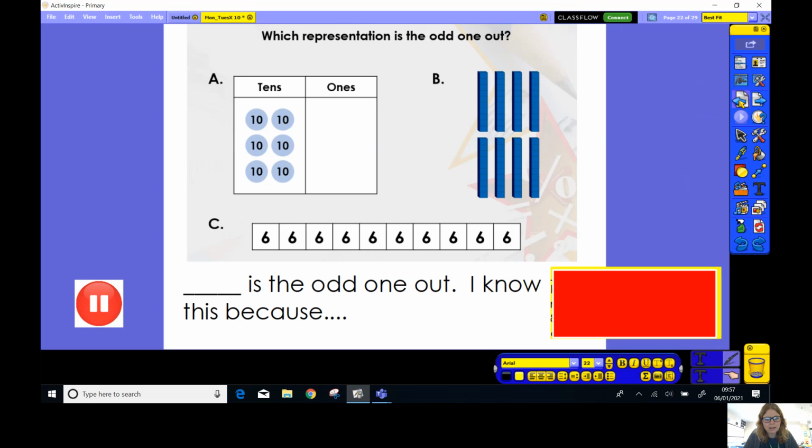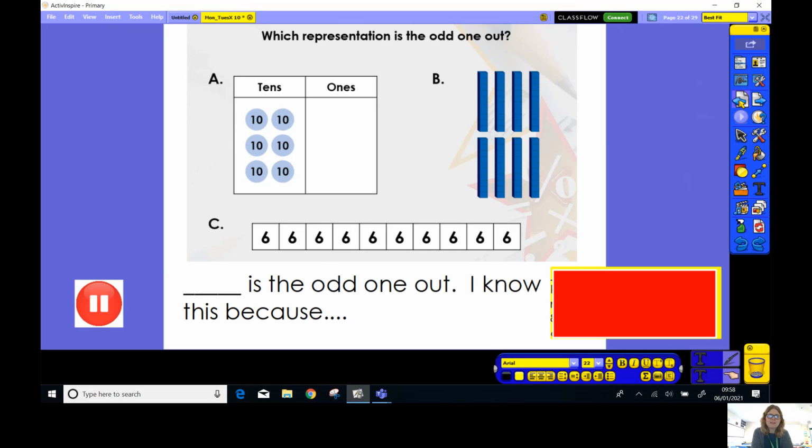Because remember, when we read them out in class, I always say the best answers are the ones where you've read out your calculation as well as saying I know this because. Now our first one here is an odd one out question. So it says this, which representation is the odd one out? So pause the video now and have a little think. What do you think is the odd one out?